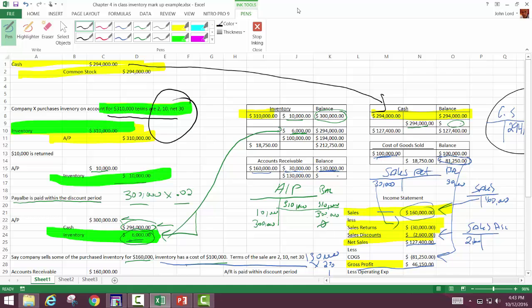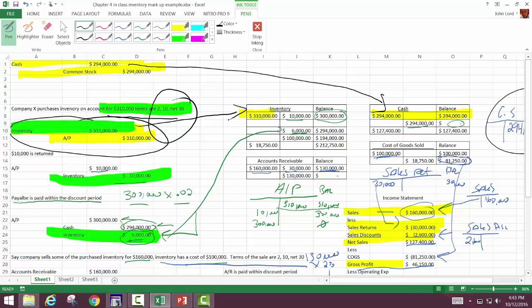Okay, so we go ahead, and since we don't know if we're going to take the discount or not yet, we set this up to debit the inventory for the full $310,000, credit the accounts payable. Now, we are using the perpetual method for inventory. Perpetual method says we will go ahead and debit our inventory account every time we purchase an item of inventory.